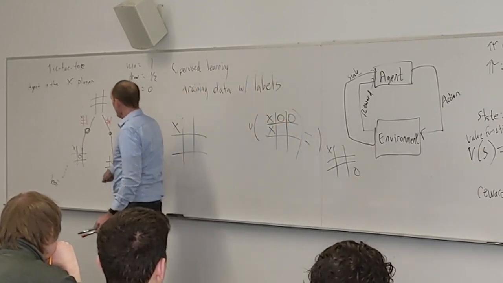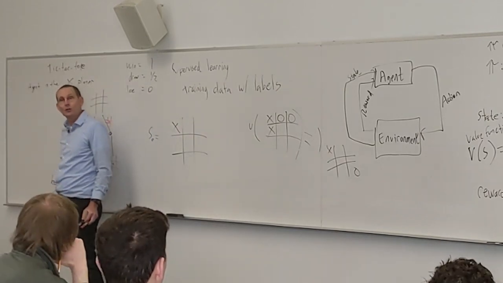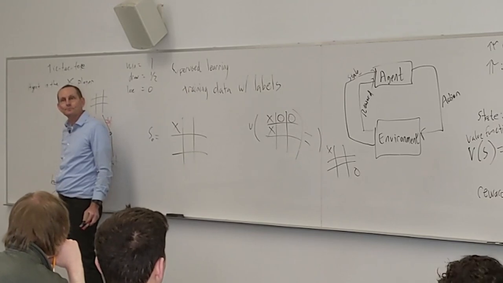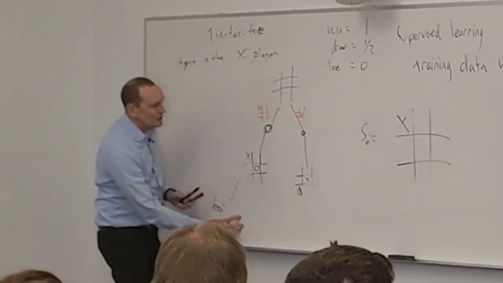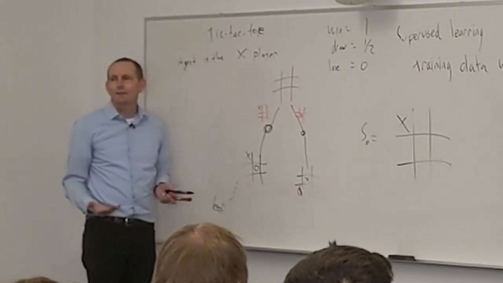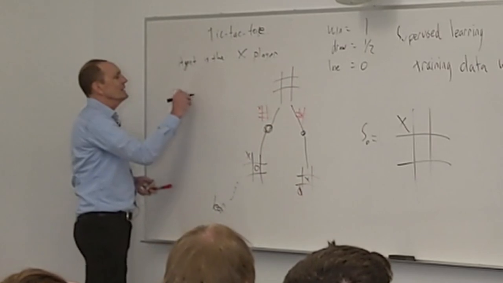Once we get down there into a leaf, we have a value, right? We know it's 0, or 1/2, or 1. And we can then try and assign credit. That's sort of a big problem of reinforcement learning, is the credit assignment problem.